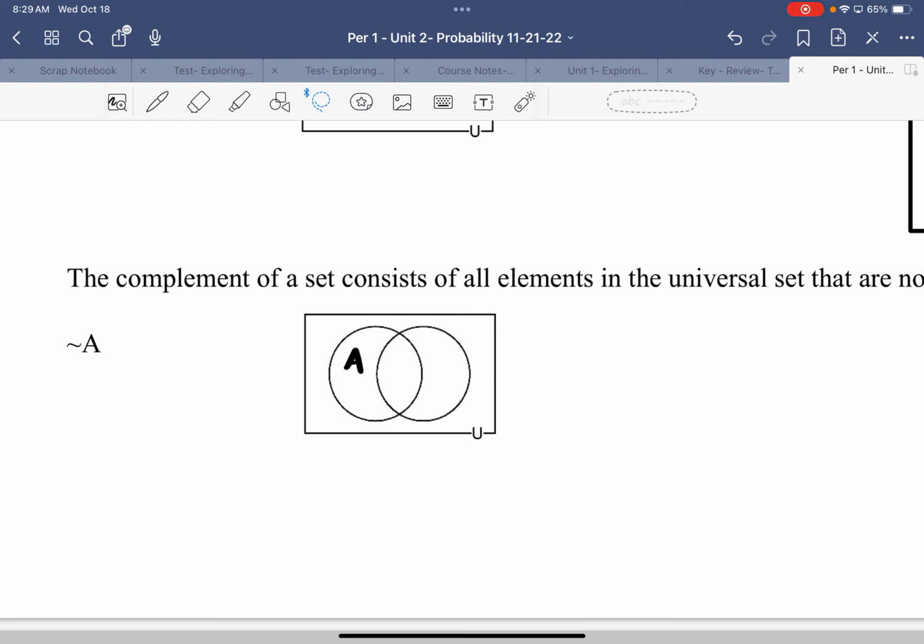All right. Within the universe, everything that's not A would be anything that's outside of the circle A. All right, I'll use a different color here. So that would be all of this. Which admittedly takes a few seconds to draw. Shade. All right, so that would be not A.